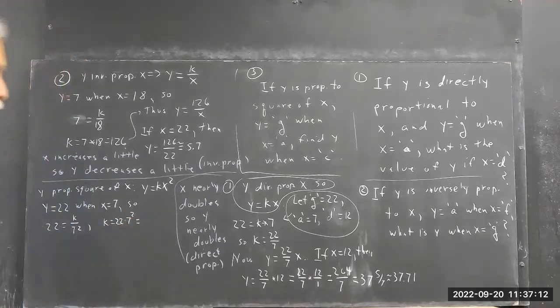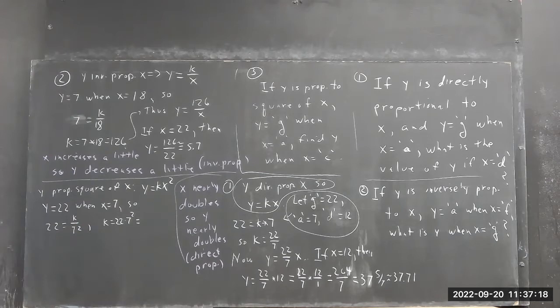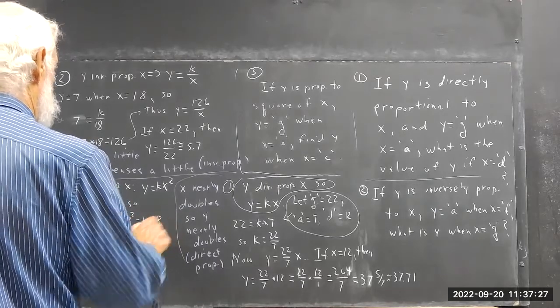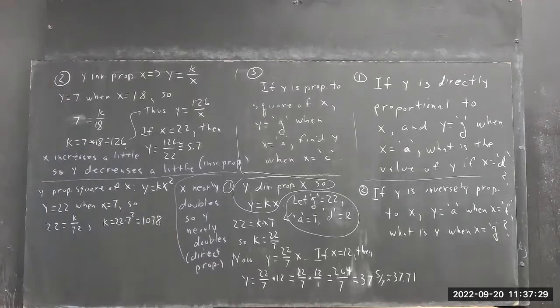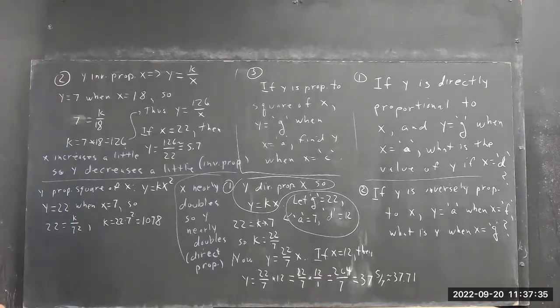Well, 7 squared is 49, which is almost 50. 22 times 50 is 1100. So all I've got to do is subtract 22 from 1100. I get 1078. Okay. Now you check my arithmetic, it's not always right, but now.